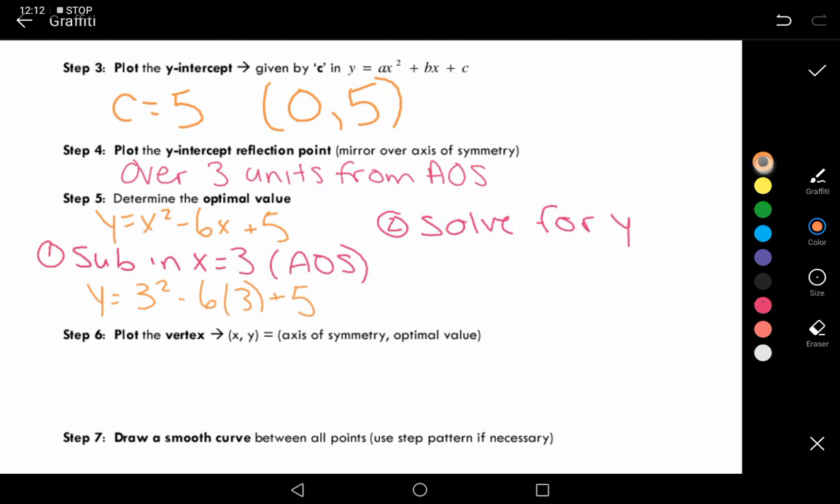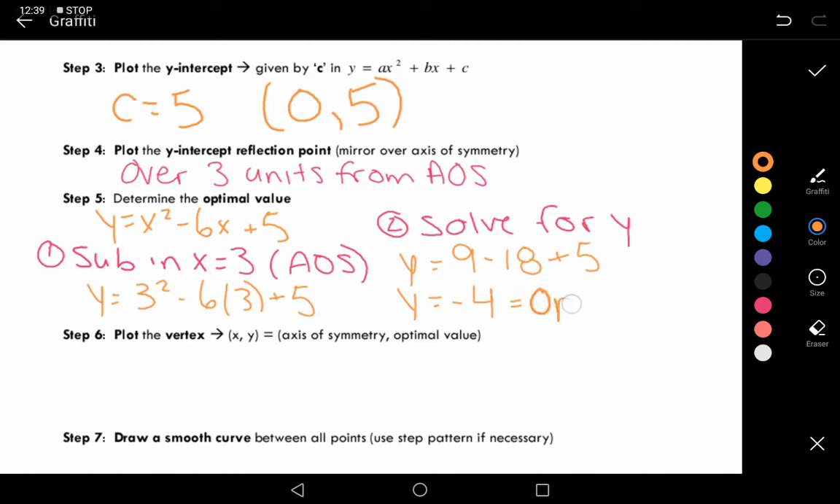So all we have to do is basically simplify this equation. So 3 squared, we want to use BEDMAS, right? 3 squared is 9. Negative 6 times 3 is negative 18 plus 5. So 9 minus 18 is negative 9, plus 5 is negative 4. Okay, so our optimal value is negative 4.